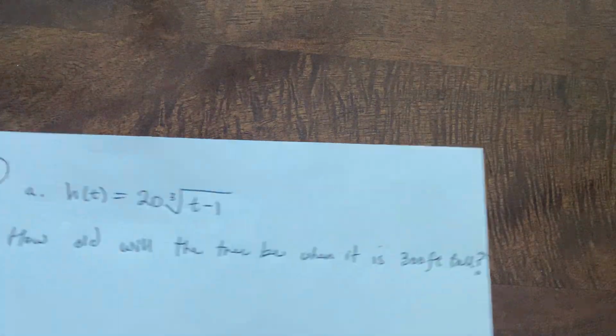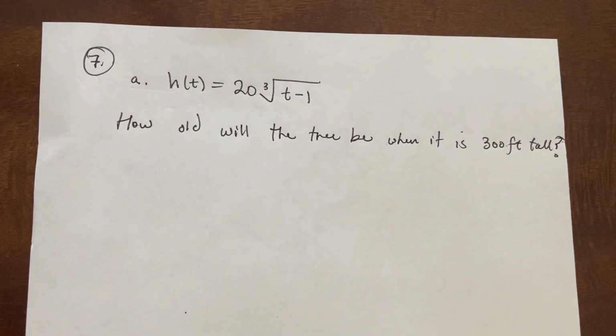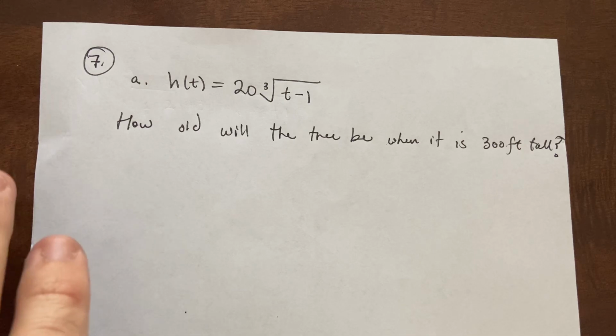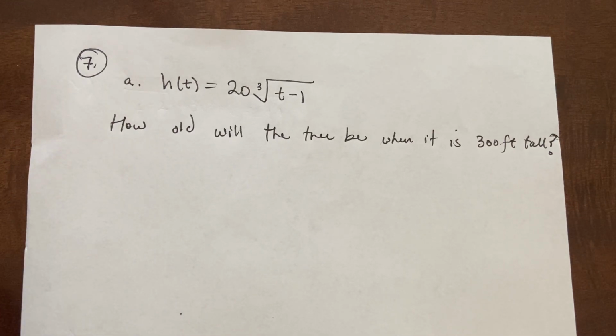All right, so number 7. This is our application, or one of our application problems. It says the height h in feet of a redwood tree can be modeled by this function, where t is the time in years after being planted in the ground. How old will the tree be when it is 300 feet tall?